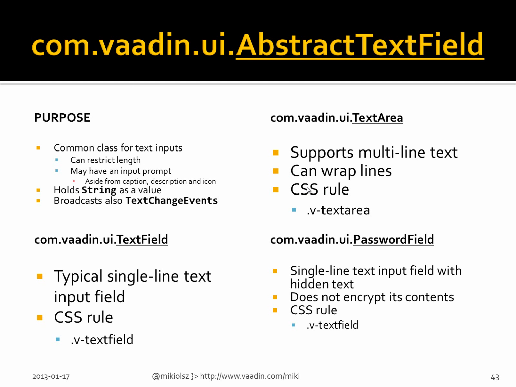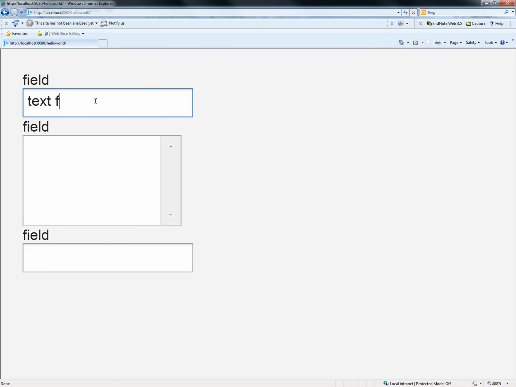Of course, Boolean values are not the only type of value you could add to a field. The next group of components are those that accept a string as a value. There are three different components depending on the role they play in your software. There is a text field, a typical single-line text input field with a CSS rule vTextField, a text area that supports multi-line text, and then there is a password field, which is a single-line text input field with hidden text. It is important to notice that the password field by itself does not encrypt its contents, it just hides them from the user. And this is how these components look.